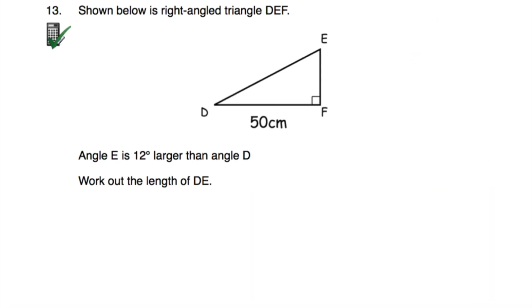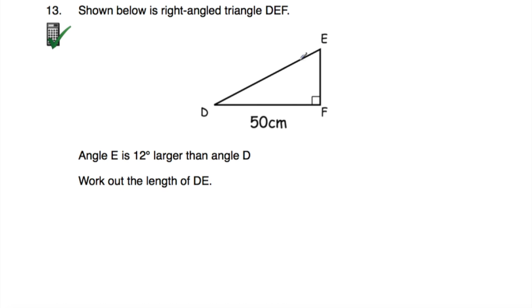Okay, let's have a look at question number 13. Question number 13 says, shown below is a right angle triangle DEF. So we've got DEF and it's a right angle triangle. And we're told that angle E is 12 degrees larger than angle D. So actually using that information, we can work out these two angles because we know that the angles in a triangle add up to 180 degrees.